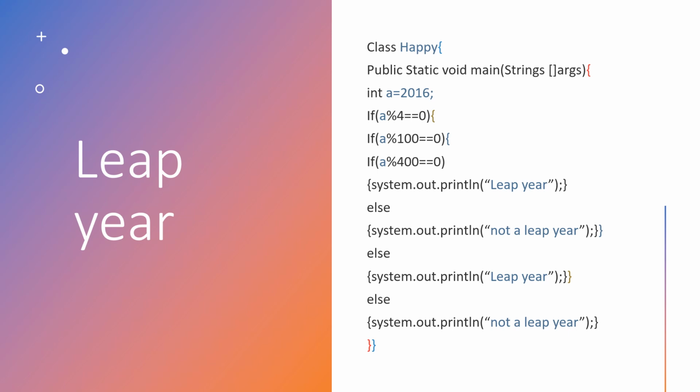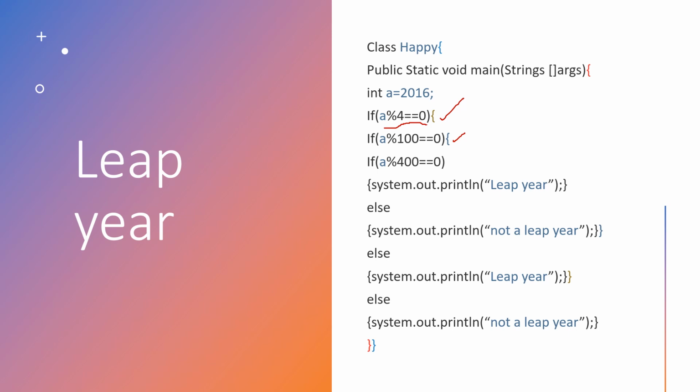So if we check here, if a, meaning 2016, modulus 4 is equal to 0, this condition will execute. Then it will go inside this if condition, where it opens a bracket. Inside, if 2016 modulus 100 is equal to 0, and this condition is also satisfied, it will go one more level inside the if condition. It's a nested if concept.